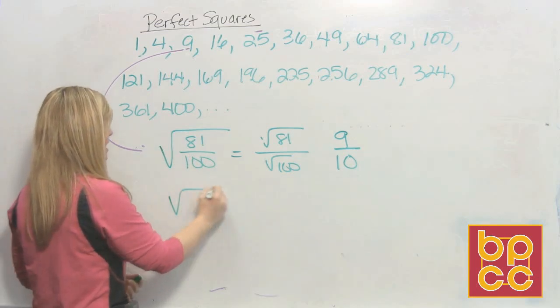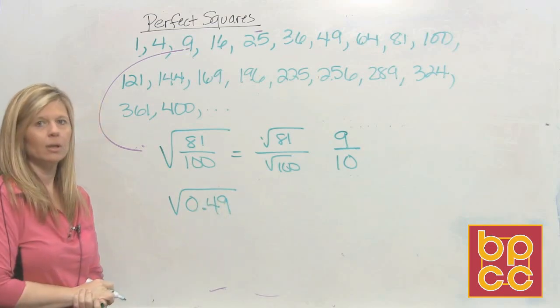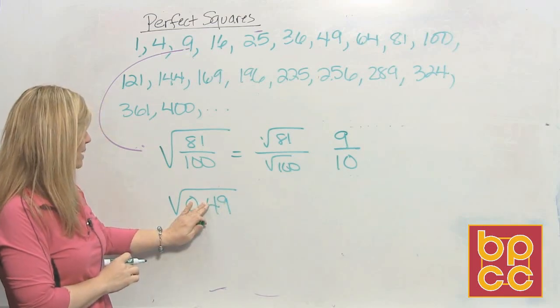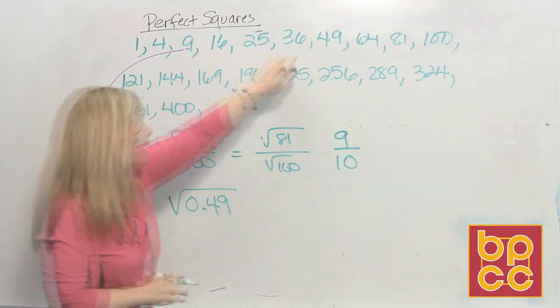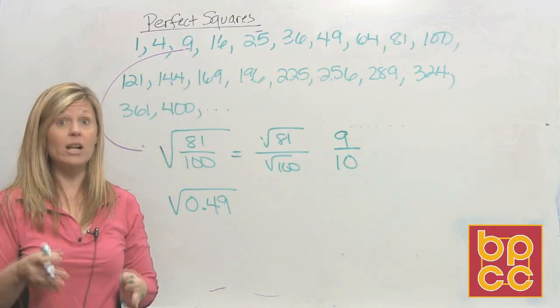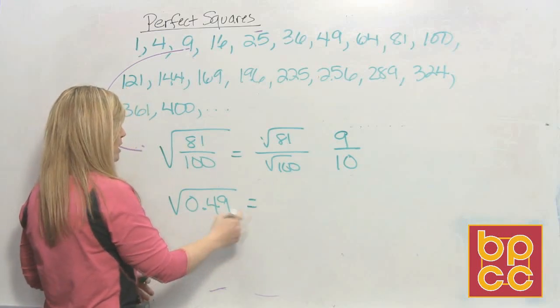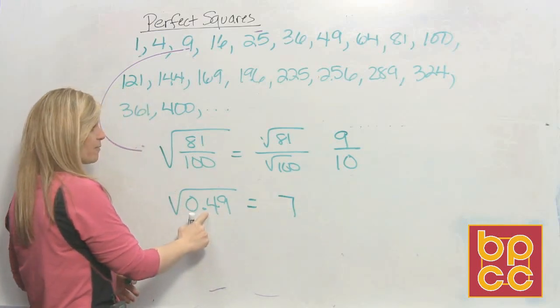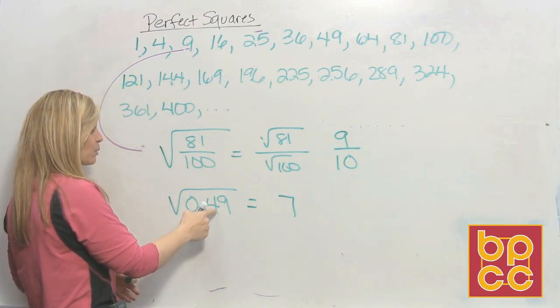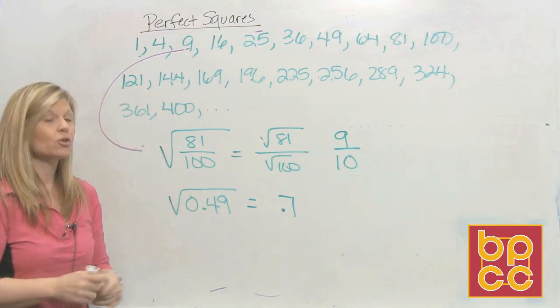The same thing with the decimal. I have 49 hundredths. If the decimal point wasn't there, that would be the number 49. 49 is on my list. So if 49 is a perfect square, then 49 hundredths is a perfect square decimal. We know the square root of 49 is 7, but we're doing it for 49 hundredths. What decimal times itself is 49 hundredths? 7/10.